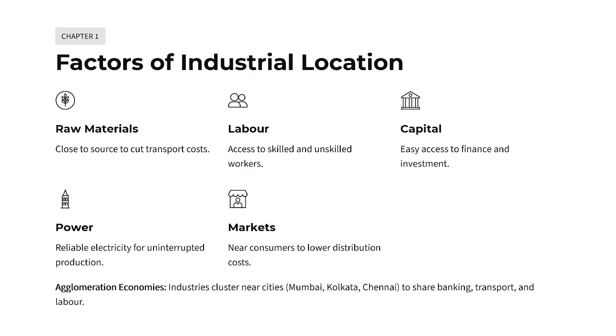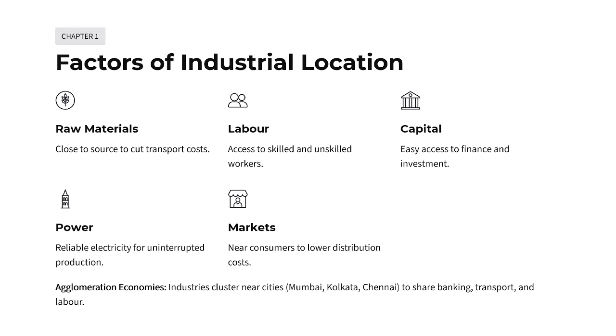At the same time, for the industry or factory to run or start, one should have capital. That means finance, banking and investment should be there. Then one more factor of production, power. Electricity should be uninterrupted, with a continuous supply.